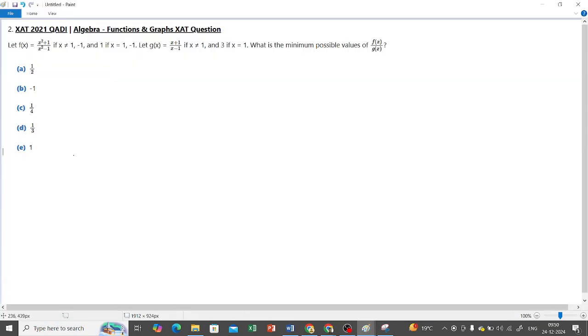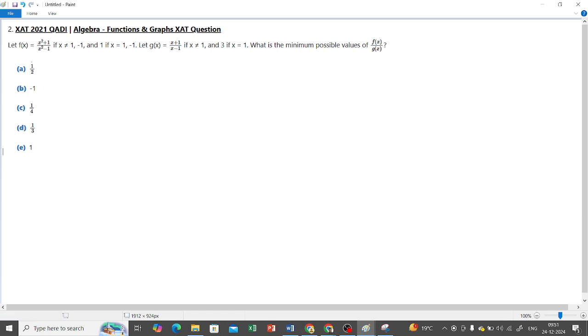So f(x) is (x² + 1)/(x² − 1) if x is not equal to 1 and −1. That is very correct, because you see f(x) is (x² + 1)/(x² − 1). The denominator x² − 1 can be written as (x + 1)(x − 1), right? So x of course cannot be 1 or −1. And f(x) is 1 if x is 1 or −1. This is the condition that is given.